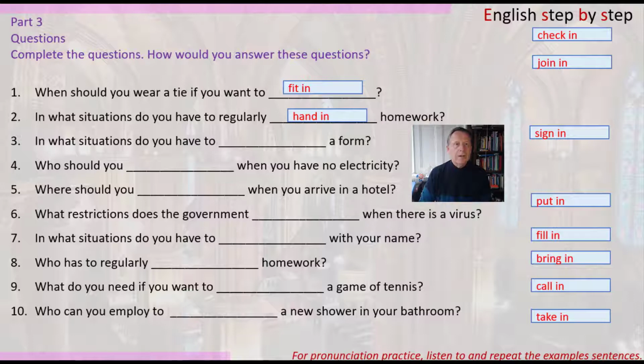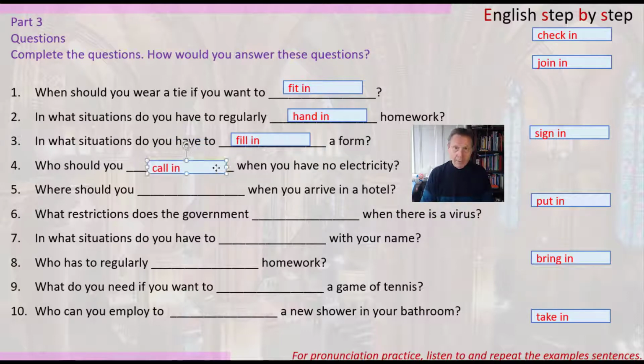Number 3, in what situations do you have to something a form? Well, fill in is the main phrasal verb you use when you're talking about a form. You fill in a form. Number 4, who should use something when you have no electricity? Well, in this case, you contact somebody and ask the person to come to your house. So you call in. But the question is, who do you call in?